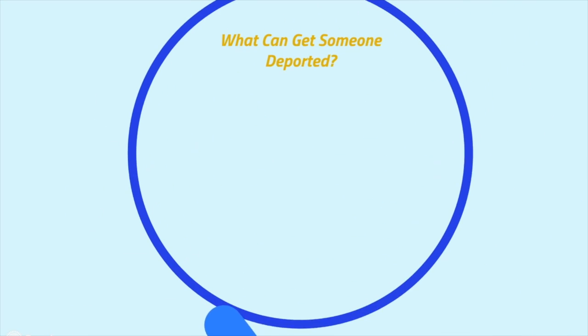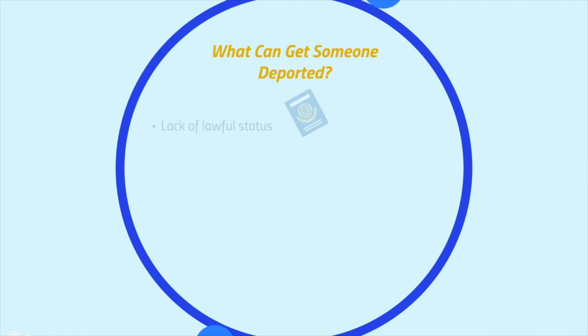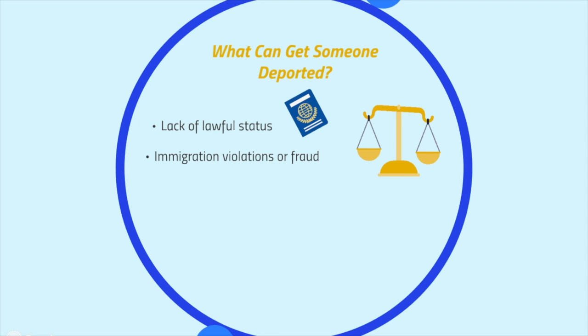So, what can lead to deportation? Not having proper documentation, such as having entered illegally or having overstayed a visa or violated the conditions of a visa, can lead to deportation. Immigration violations and immigration fraud, such as falsely claiming to be a U.S. citizen or trying to enter the country with false documents, can also lead to deportation.